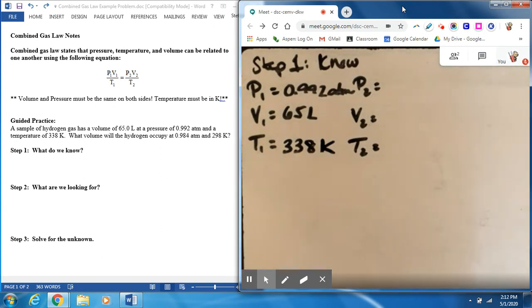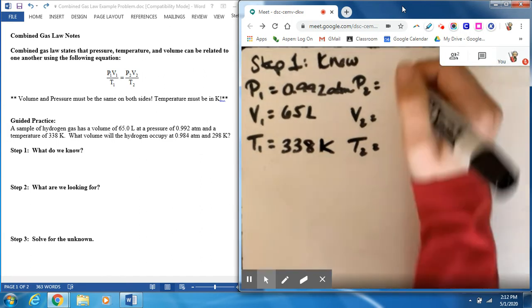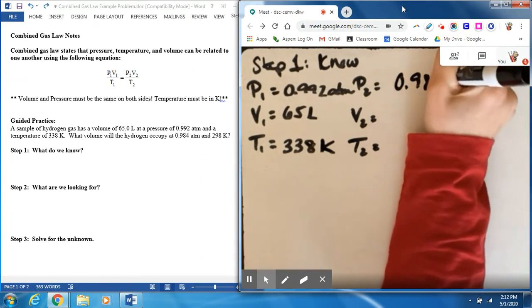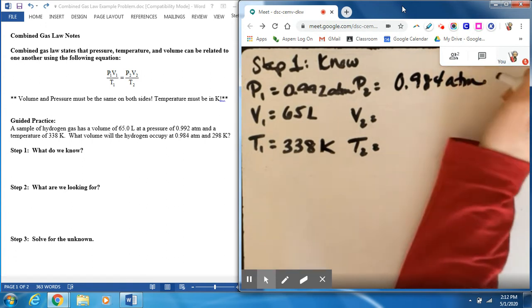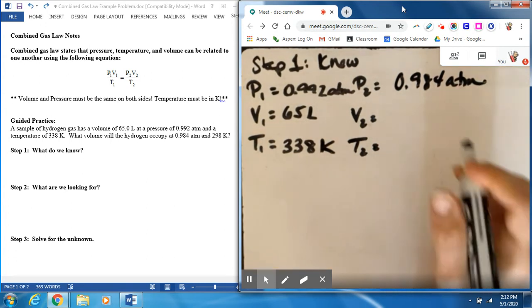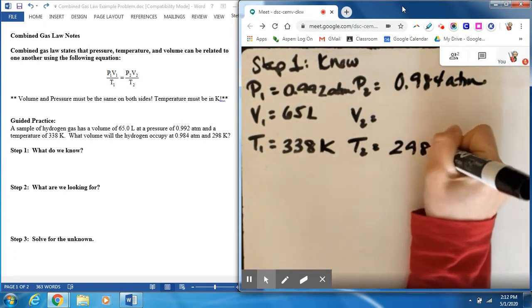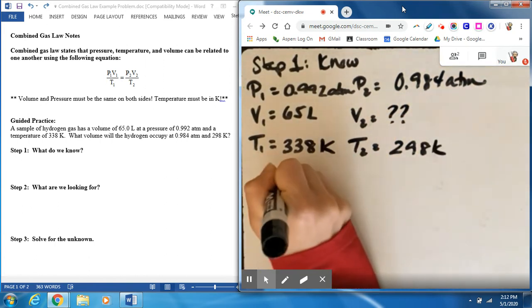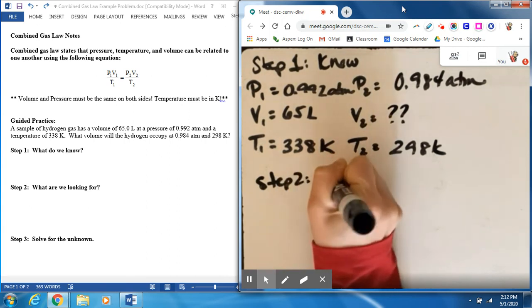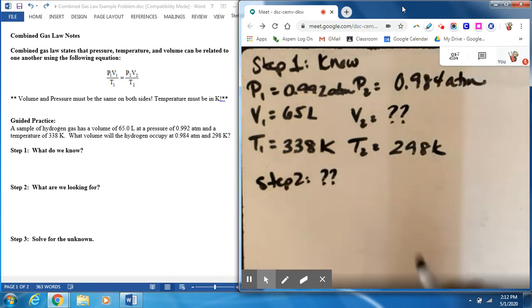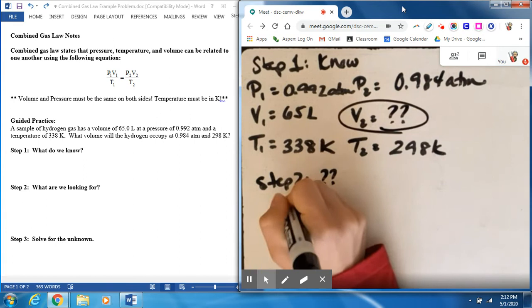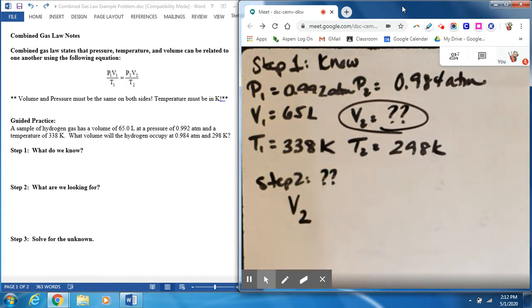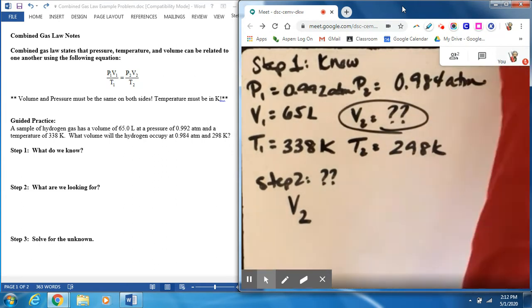Now, what else do we know? We know the second pressure is 0.984 atm. And we know that the second temperature is 298 Kelvin. Which leads us to step two of our problem solving. What are we looking for? And in this case, the only thing that is missing is the volume. So we're trying to determine what the second volume will be. And in order to solve for the unknown, we have to do a little math and use that equation that we were given at the beginning.